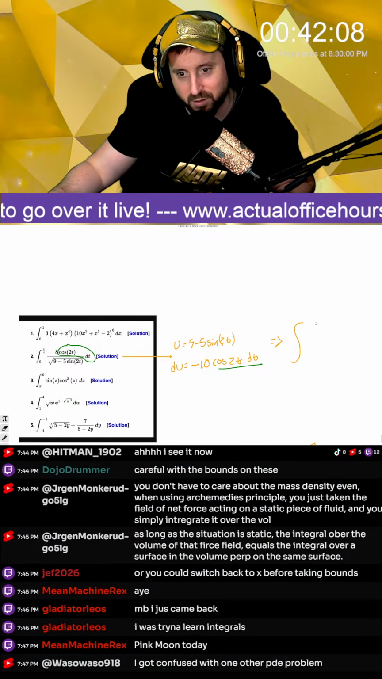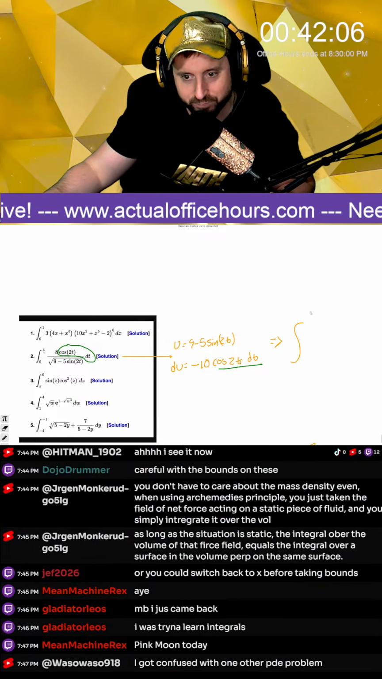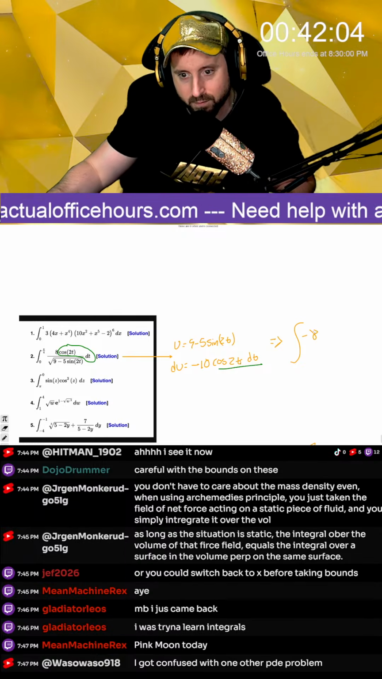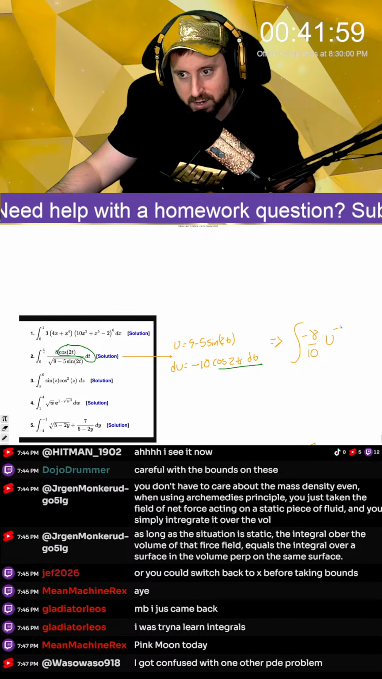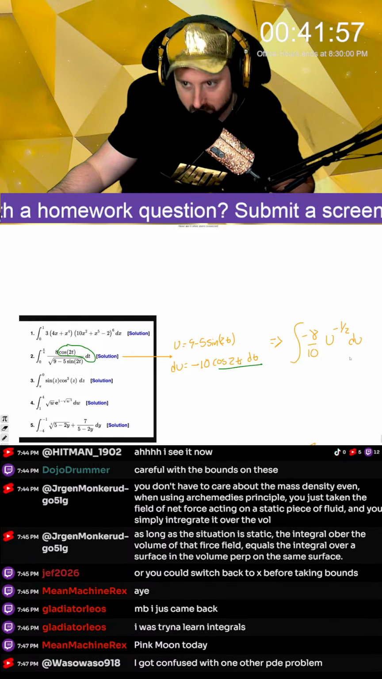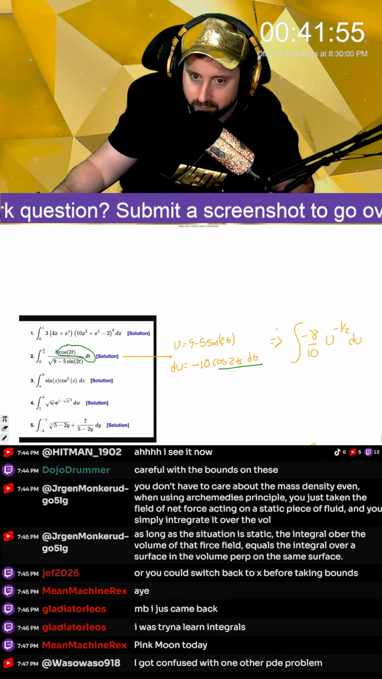So this would be the integral of, you'd have to divide by 10. So negative 8 over 10, and then it would be u to the negative 1/2 du. I think that's how that would work. Yeah, that's how that one would work.